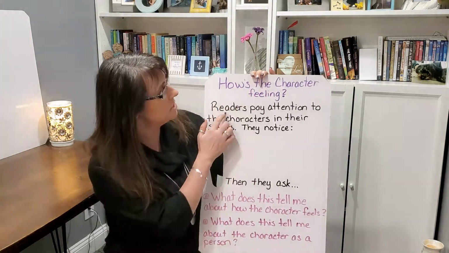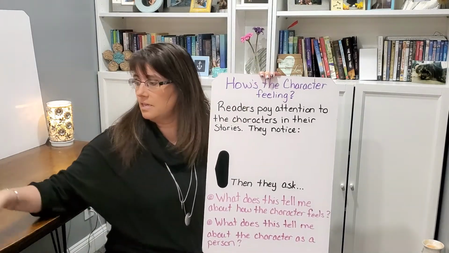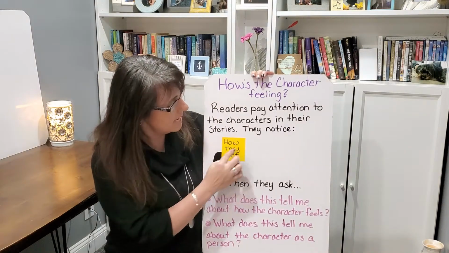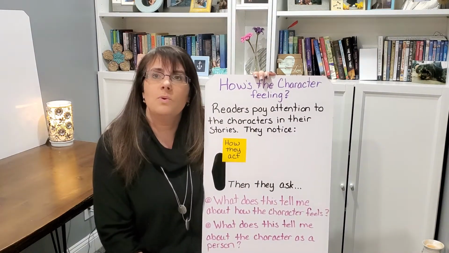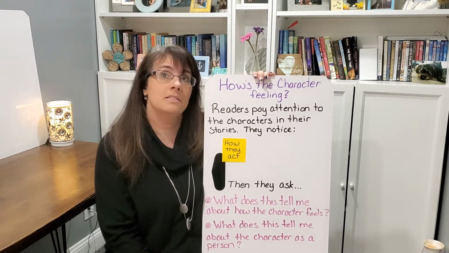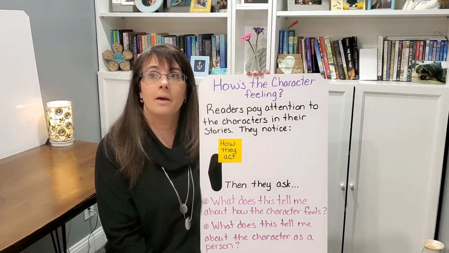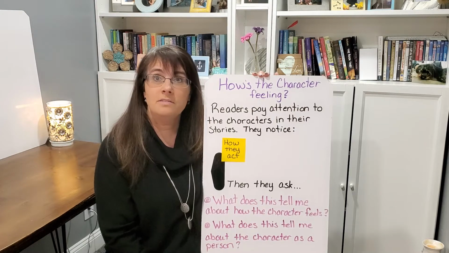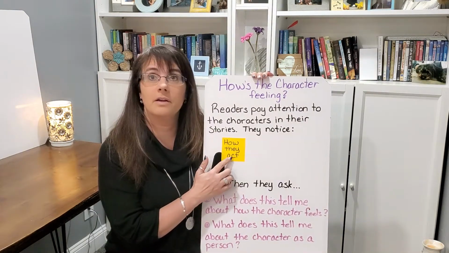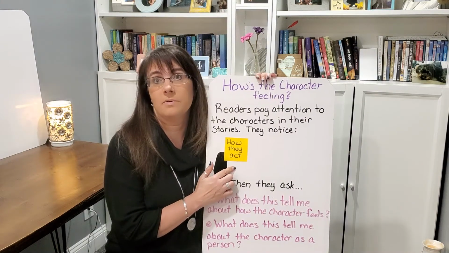All right, so here's what we want to do. Readers pay attention to the characters in their stories. And here's some things that they notice. One of the things that you want to notice is how your characters act. So what are they doing? How are they acting? Are they acting mean? Are they acting nice? Are they acting shy? Are they acting upset about something? What is the way that they're acting in the story? We want to pay attention to that because we're going to learn about our characters by paying attention to how they act. So think back to some of the stories that we've read together.